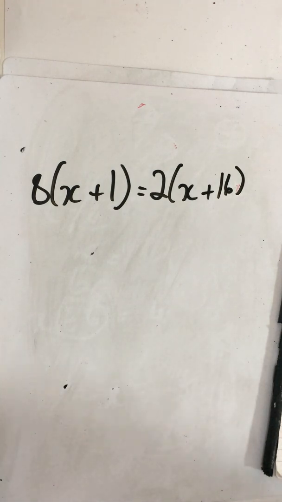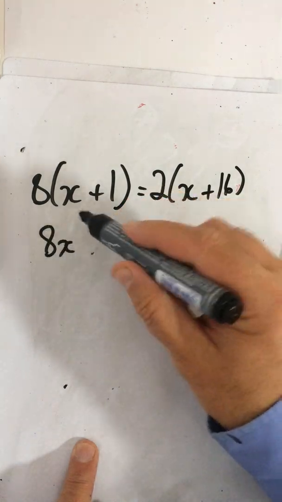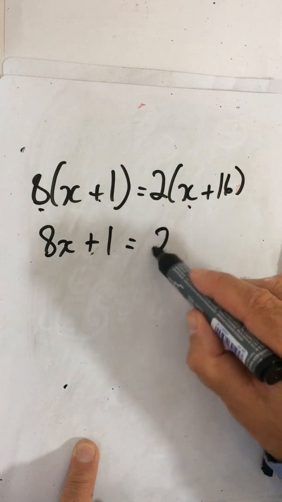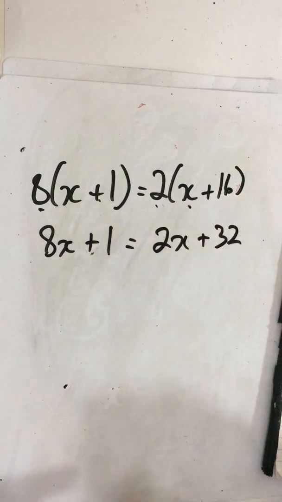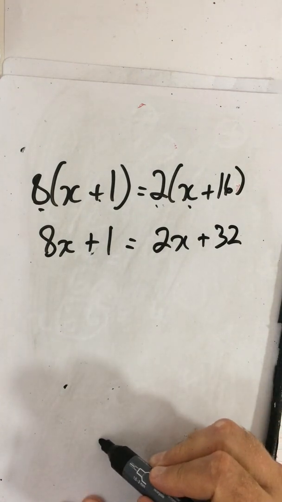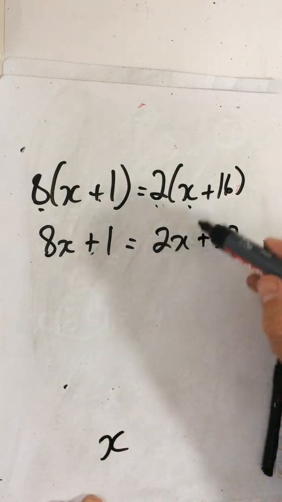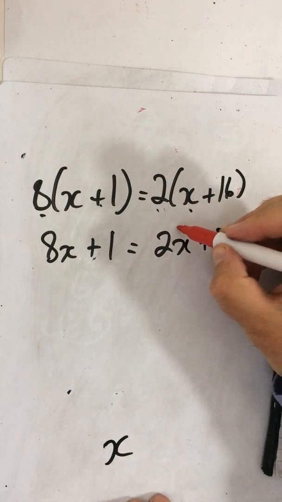First thing you do, expand the brackets. 8 times x, 8x. 8 times 1 plus 1. 2 times x, 2x. 2 times 16, 32. Then, remembering, after we've done that, we just want to be left with x on this side of the equation. So we need to get rid of this 2x. Get rid of the smaller one of the two, okay? Because that's a little bit tricky in this.